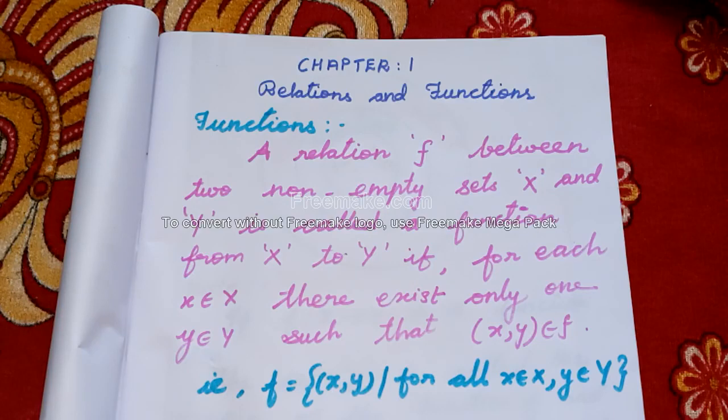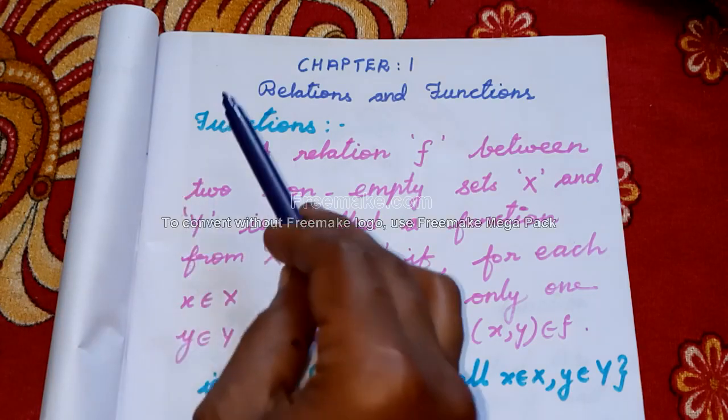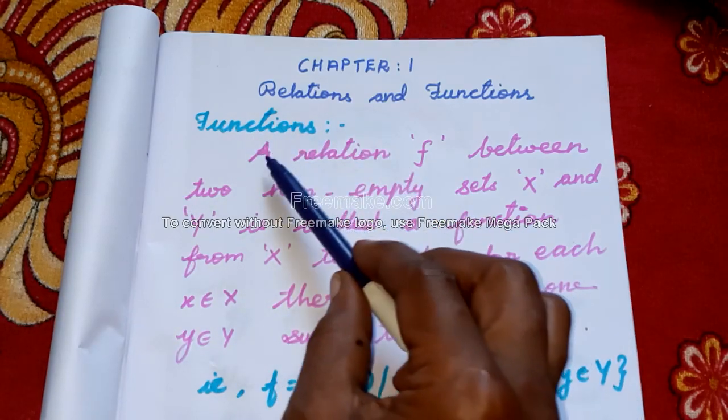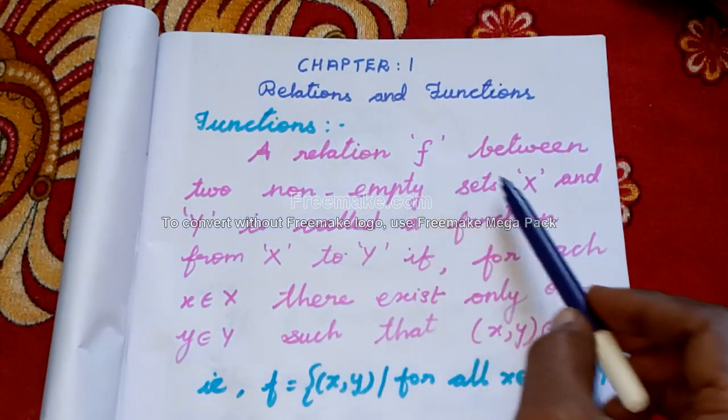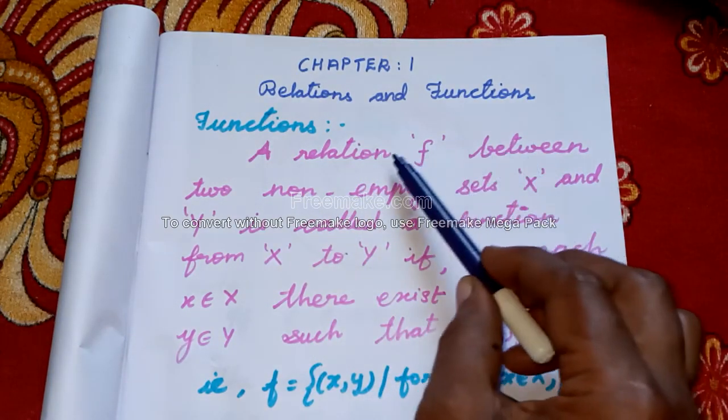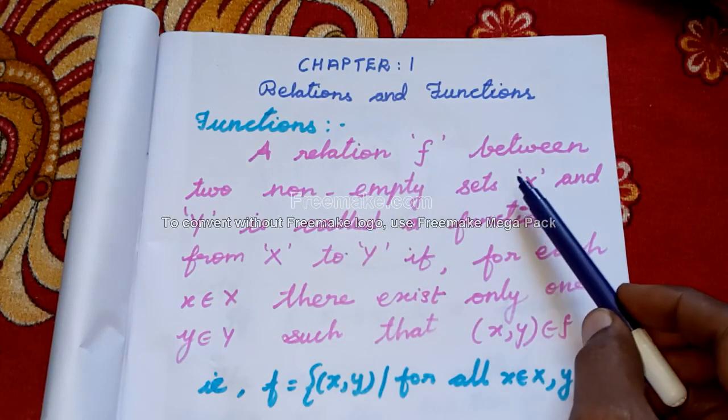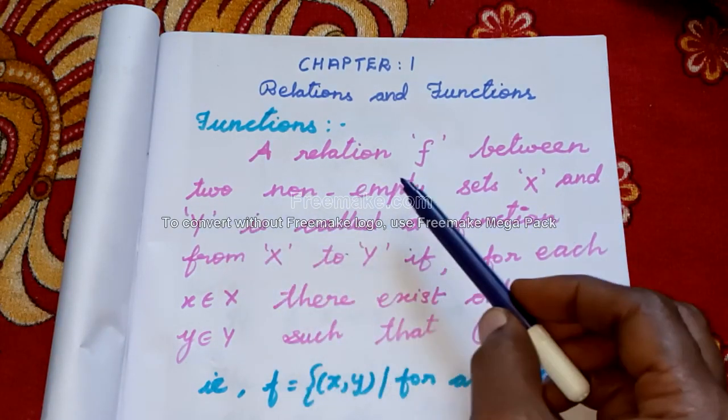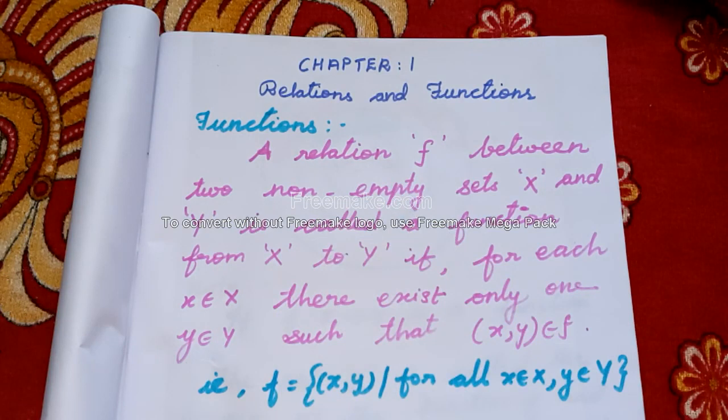Now, I am going to explain the definition for function. A relation f between two non-empty sets x and y is called a function from x to y if for each x belongs to x, there exists only one y belongs to y such that (x, y) belongs to f.